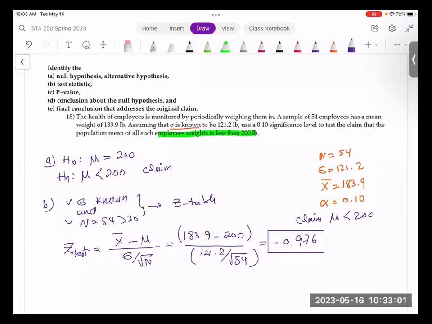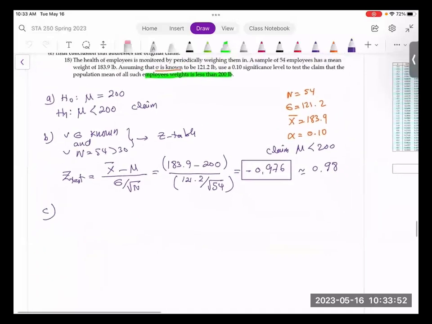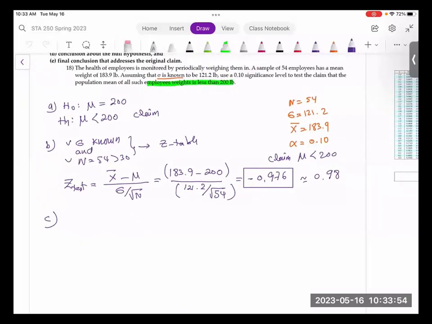We good? From the Z value, I need to round it to two decimals. It's going to be 0.98. That's the value I can read on the table, only two decimal places. So now I'm going to use the Z table to read the P value. All right, let me get the Z table, just a minute, please. Now, this is a negative, right?